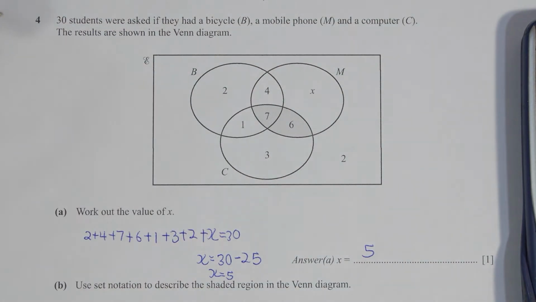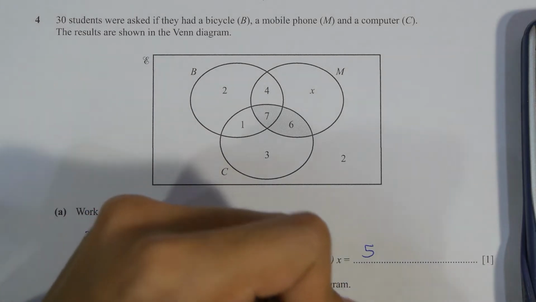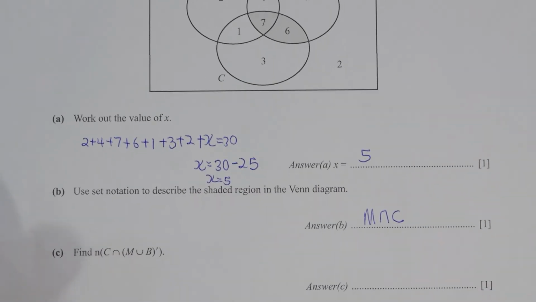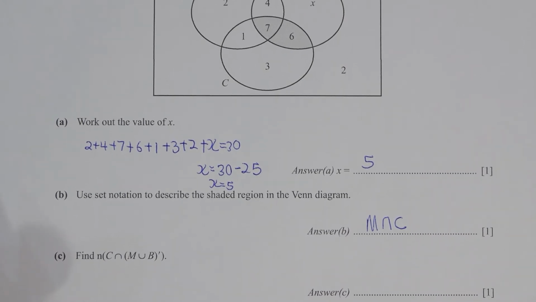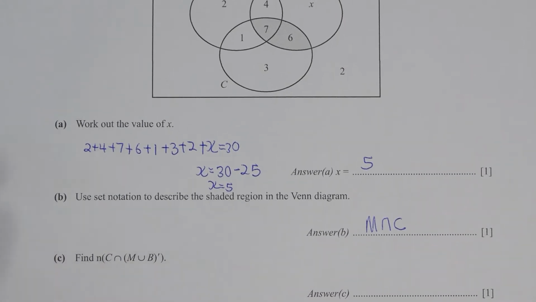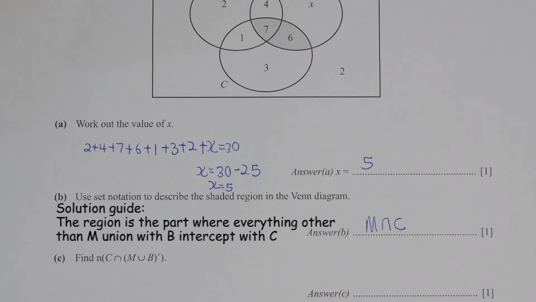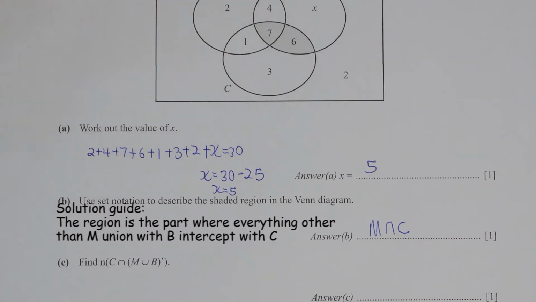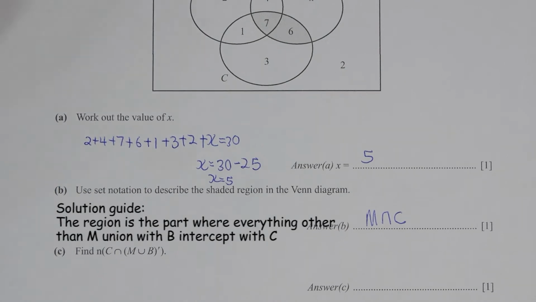Use set notation to describe the shaded region. So it's actually M intersect C. For part C, find how many values there are in C intersect with everything other than M union B. So it is actually C only, so the result will be 3.